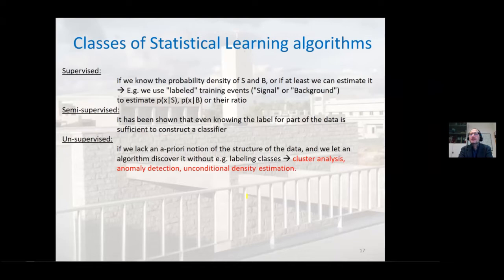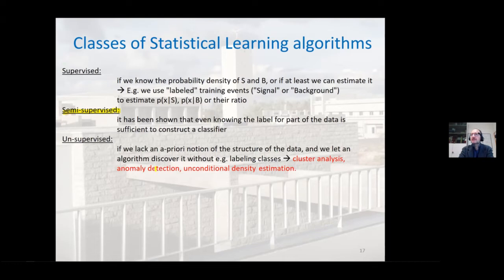And this means that you have examples of these classes that are labeled by being signal or by being background. And so you can actually learn their densities and be able to classify unseen, unlabeled elements in their equivalence class. And you can sometimes do this even when you only have partial labels for your training data.